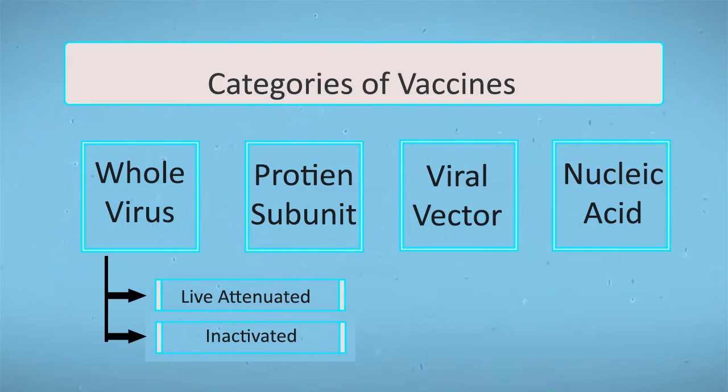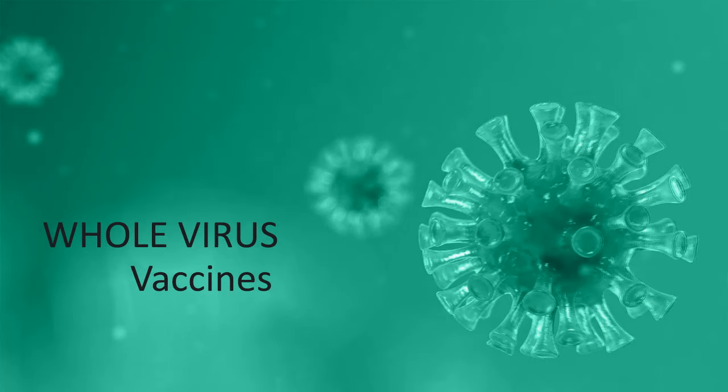There are 4 categories of vaccines now available. 1. Whole virus. 2. Protein subunit. 3. Viral vector. 4. Nucleic acid, RNA and DNA. Whole virus vaccines use a weakened, attenuated, or deactivated form of the pathogen which causes the disease. These come in 2 varieties: live attenuated vaccines and inactivated vaccines.